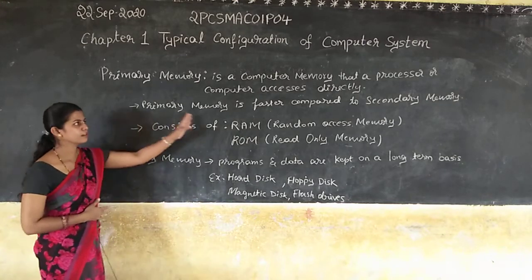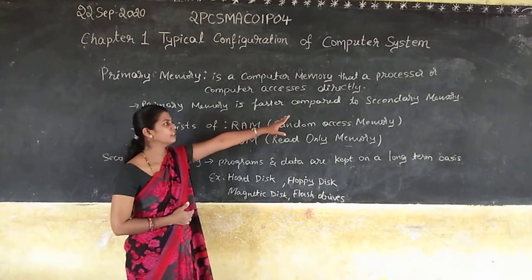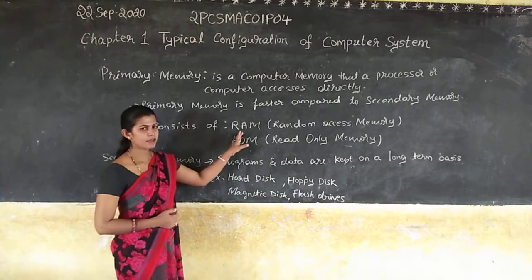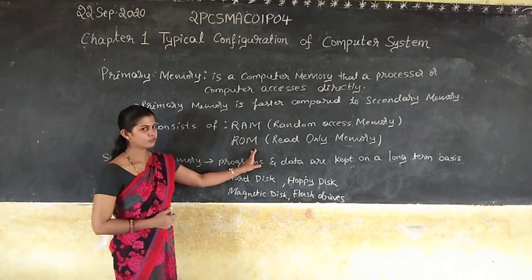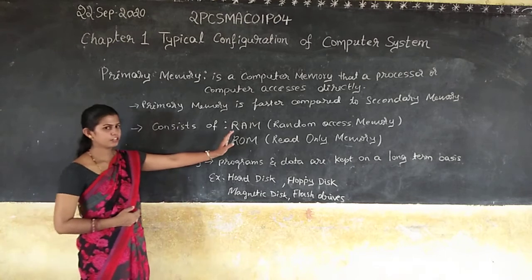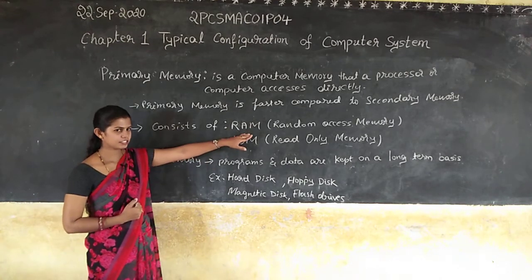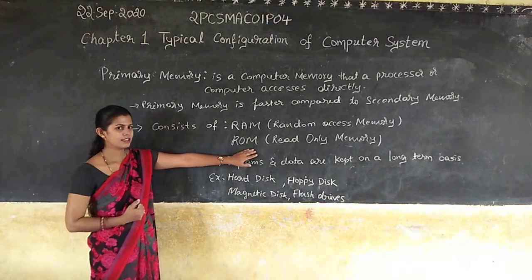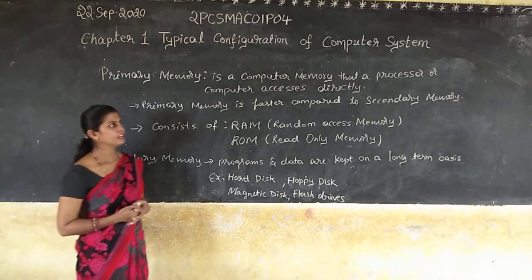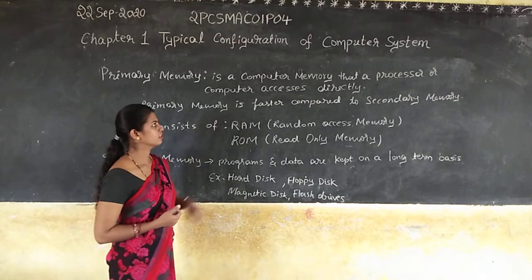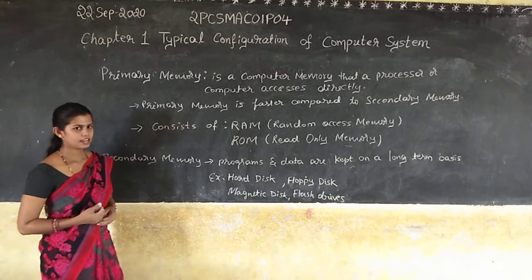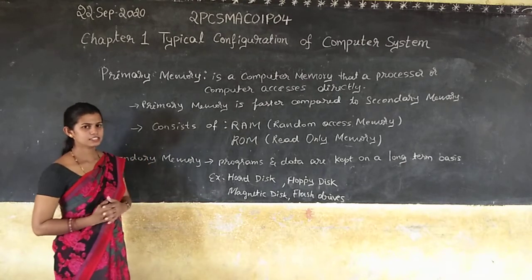So the primary memory is faster compared to the secondary memory, and it consists of random access memory and read only memory. Primary memory consists of two types of memory, that is random access memory and read only memory. So the primary memory is a computer memory that a processor and computer access directly, and it is faster than a secondary memory because it is an internal memory.